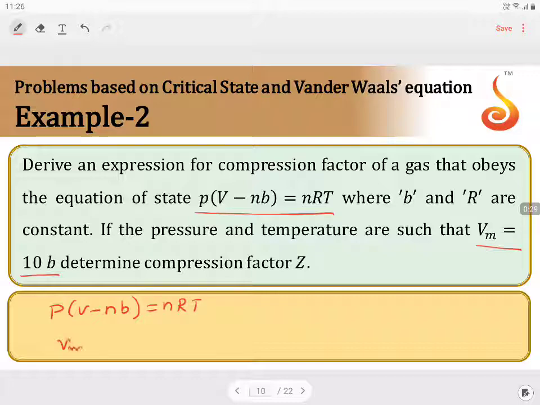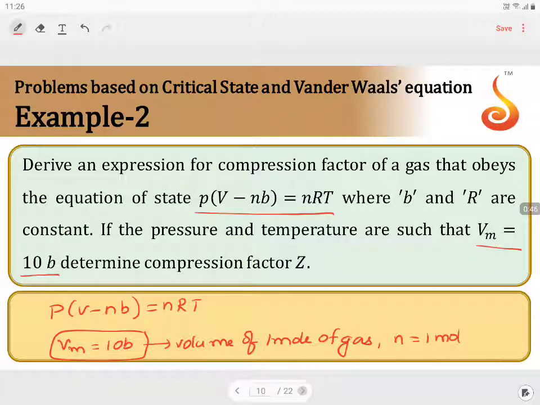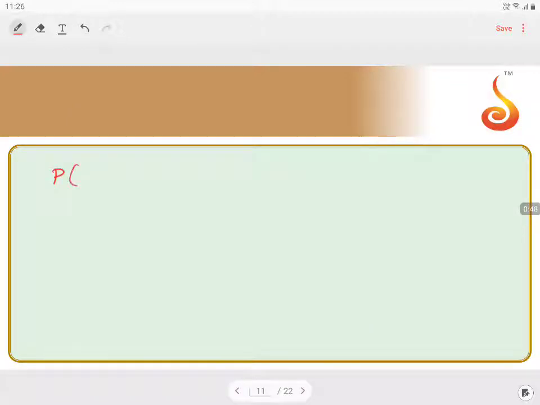given molar volume is equal to 10B, this clearly indicates this is the volume of 1 mole of gas. Volume of 1 mole of gas, that means n = 1 mole. So if n = 1 mole, the equation changes to P(V - B) = RT. P(V - B) = RT. So this clearly is the equation which will be taken.